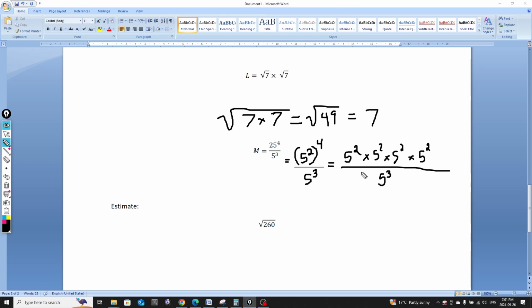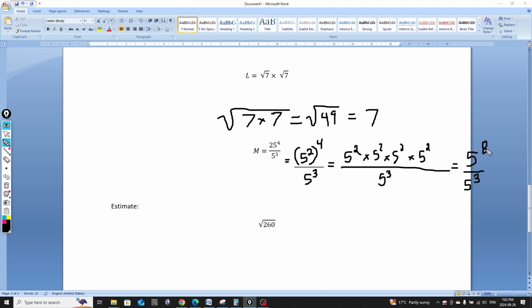Well, 5 to the power of 2 times 5 to the power of 2 times 5 to the power of 2 times 5 to the power of 2 actually just means 5 times 5 times 5 times 5 times 5 times 5 times 5 times 5. So 5 times itself 8 times. Or you'll remember from earlier that the rule is you just add those exponents when the base is the same. 2 plus 2 plus 2 plus 2 is 8. So I've got 5 to the power of 8, over 5 to the power of 3.